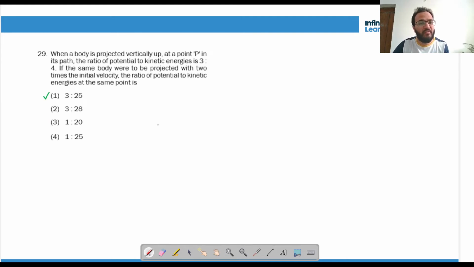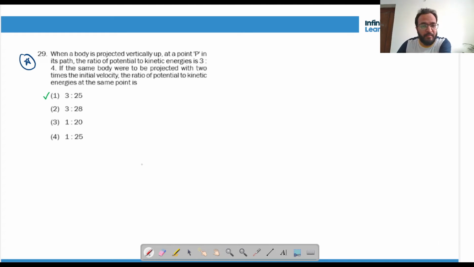When a body is projected vertically up at a point, this is a good question. Out of these 29 questions, after doing these 28 questions, they were so easy. The 29th is a good one. It requires a little bit of logic.